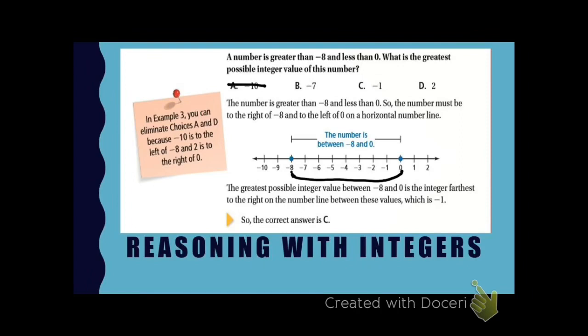-7 is there. -1 is there. +2 is all the way over here. It's not even being considered. So the only 2 choices I really have are -7 and -1. Which one's greater? The one to the right. -1 is greater than -7. That is the greatest possible choice between -8 and 0. So the answer C is correct.